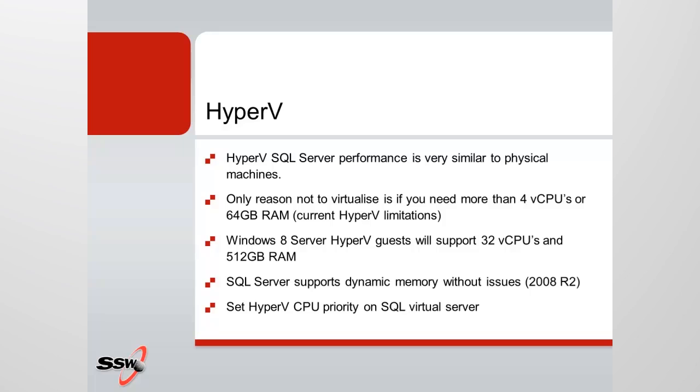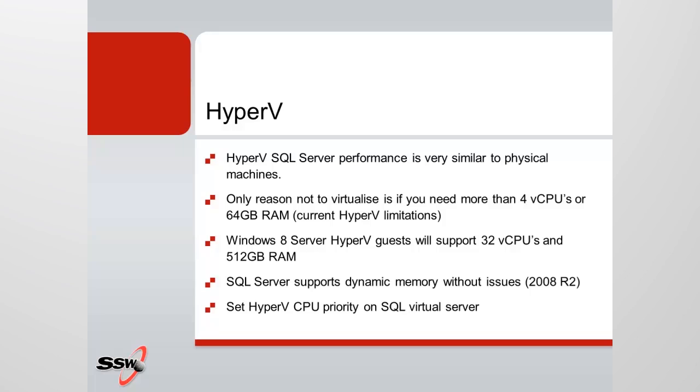So we need to be speccing out our virtual guests just the same way as we do with our physical databases. And once we've done that, we'll see that the virtual performance hit is negligible. Now, the reasons not to virtualize, and this applies to Hyper-V, is if you need more than four vCPUs, so 4 virtual CPUs, or more than 64 gig of RAM.